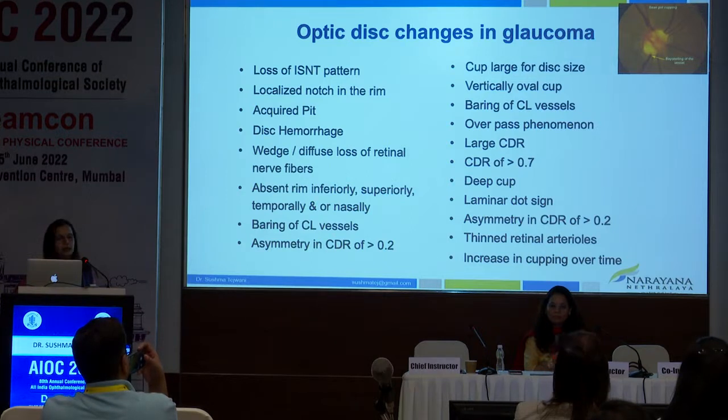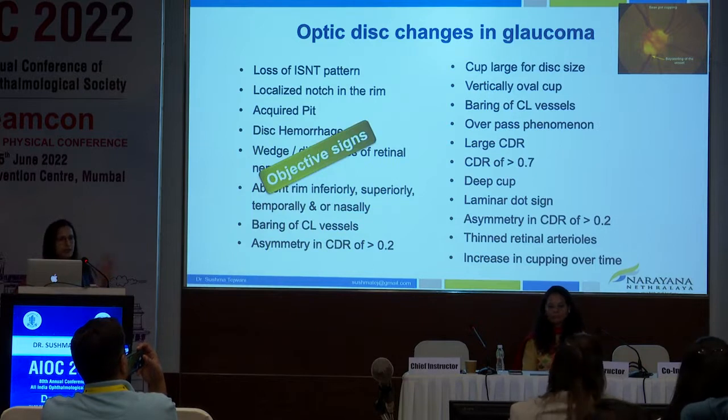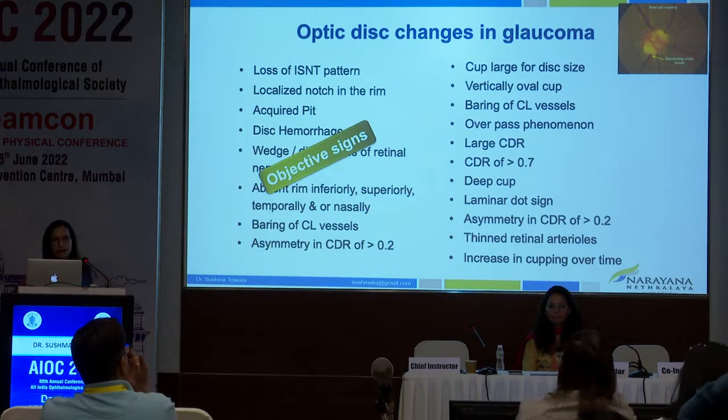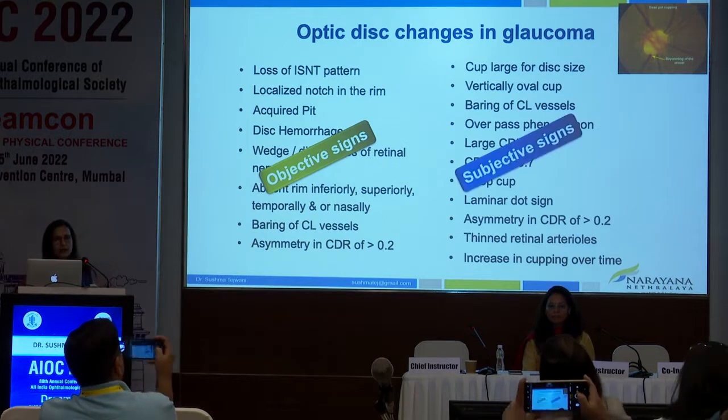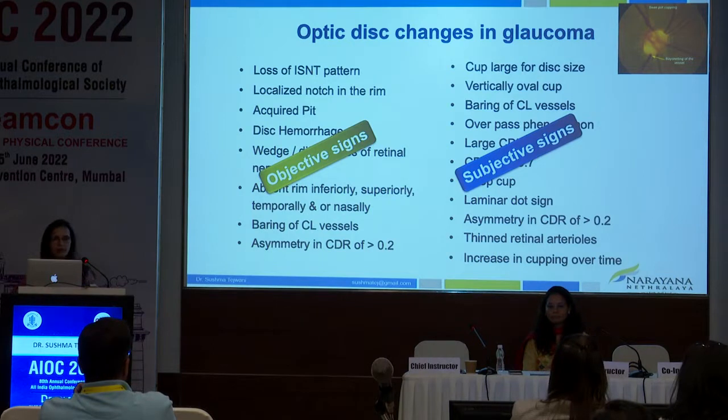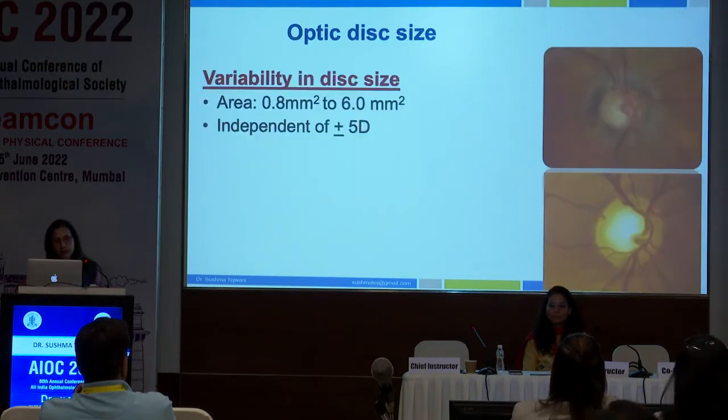The basic thing that I want you to understand is there are certain objective signs, that means presence or absence of a disc hemorrhage or presence of a NFL defect or notch, etc. And there are certain subjective signs where the CD ratio is this much, or there is asymmetry and things like that. So objective signs are something that we cannot ignore, because they are very specific of glaucoma. Subjective signs can vary between you and me, or two colleagues who are examining. So we have to be sure and substantiate them with the various investigations.